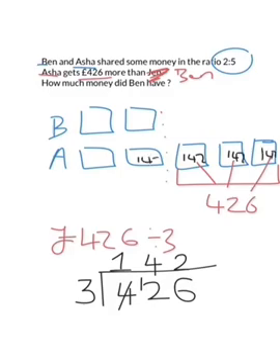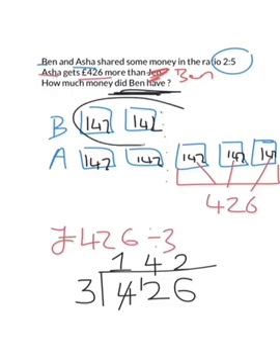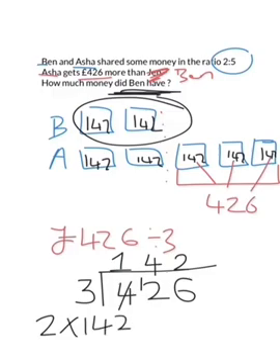So in order to answer the question, we need to look at what it was asking. The question says, how much money did Ben have? So it's slightly different, but just looking at Ben. This is Ben. Ben had 2 lots of 142, so Ben had 284.